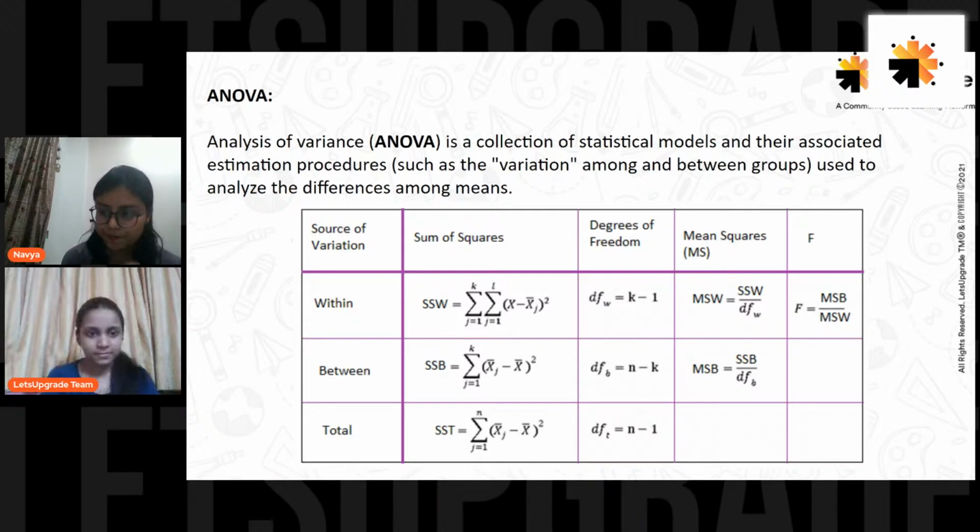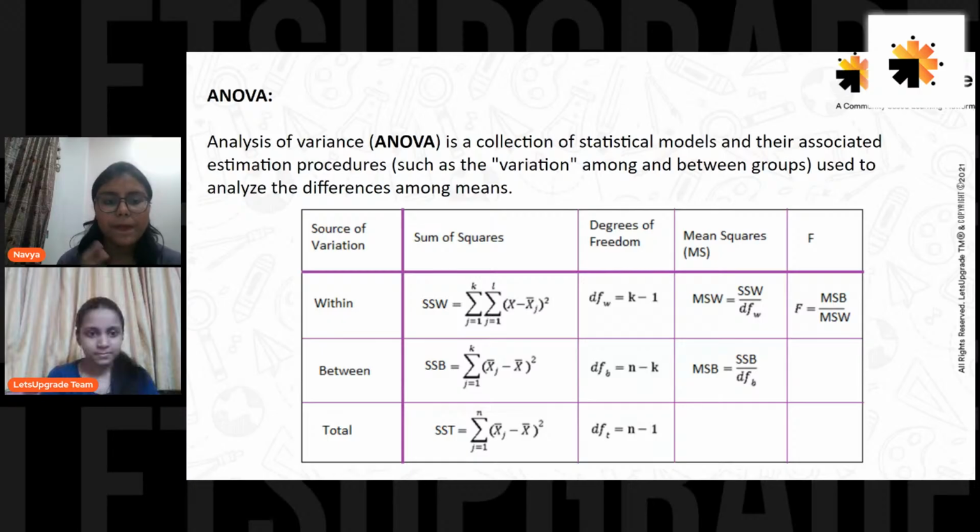ठीक है, देखो the definition may be difficult for you, but once I explain this table, you'll be able to understand. Okay, so the source of variation, what is there is the source of variation. So in ANOVA we have 4 to 5 things. You can see from the table, the first one is the source of variation. The second one is your sum of squares. The third one is your degree of freedom. The fourth one is your mean squares. And the fifth one is your final result.